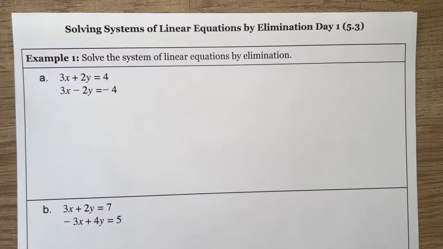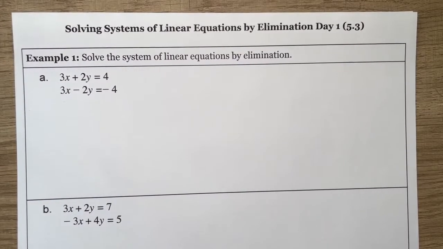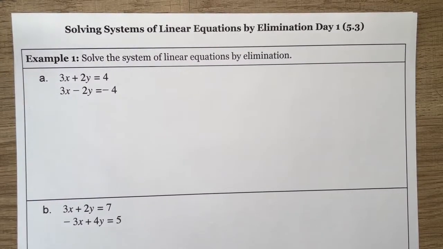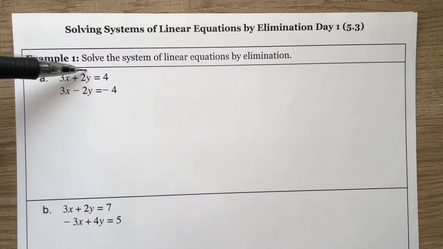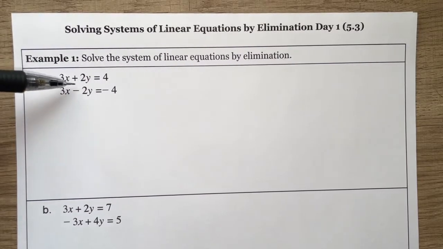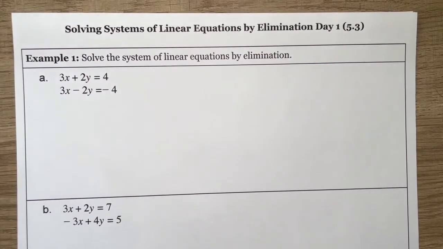So with elimination, our goal is to eliminate a variable. We'll jump right in with example 1. It says solve the system of linear equations by elimination. With elimination, we're looking for one term in each equation that has a matching coefficient. Just to review, the coefficient is the number in front of the variable. So the coefficient of 3x is 3, the coefficient of 2y is 2, and the coefficient of negative 2y is negative 2.